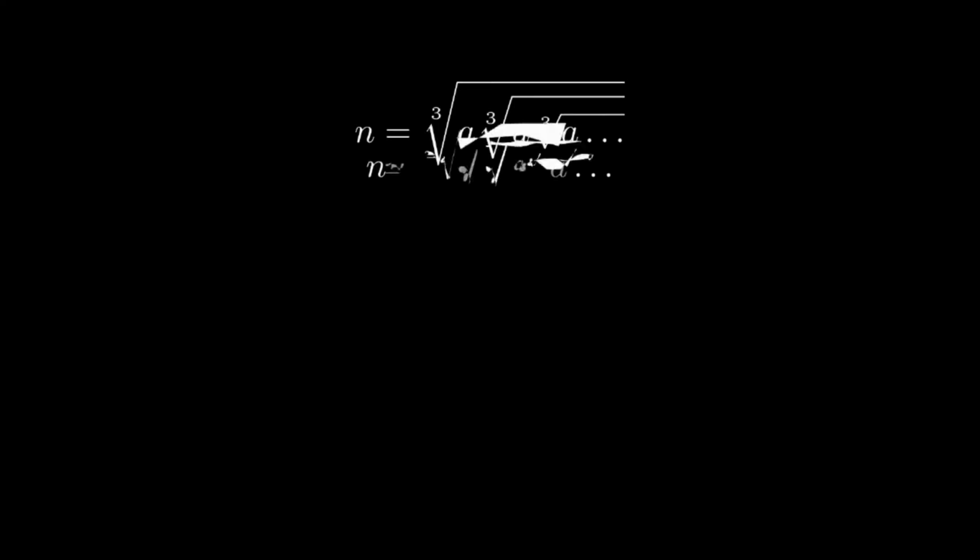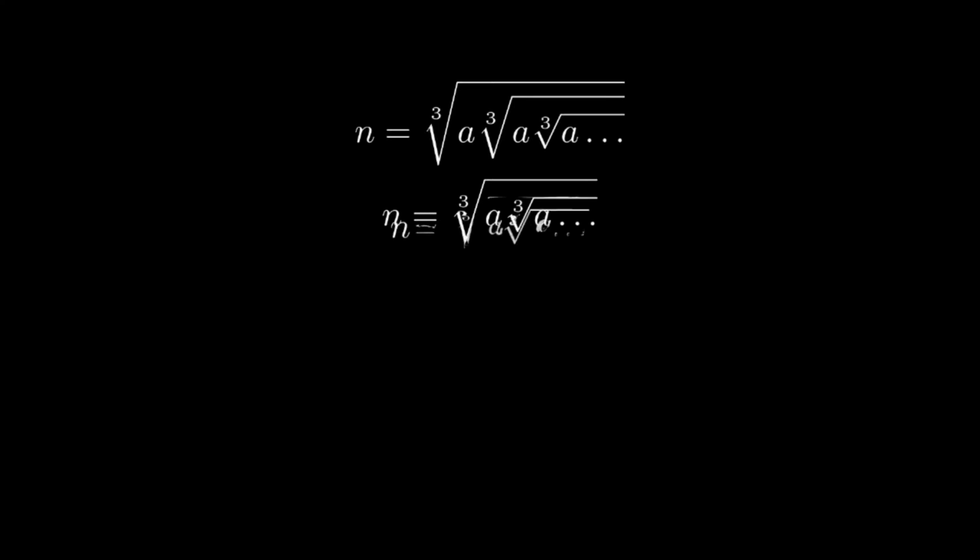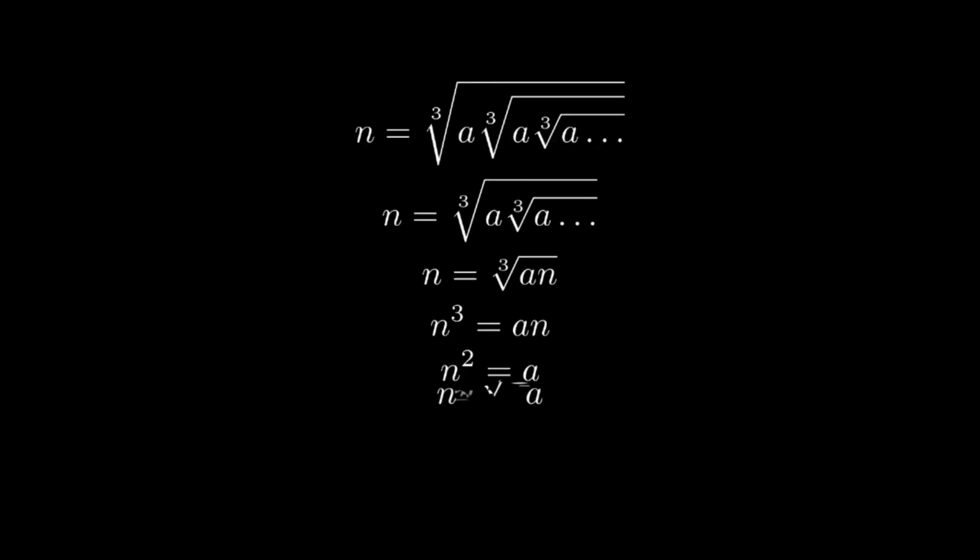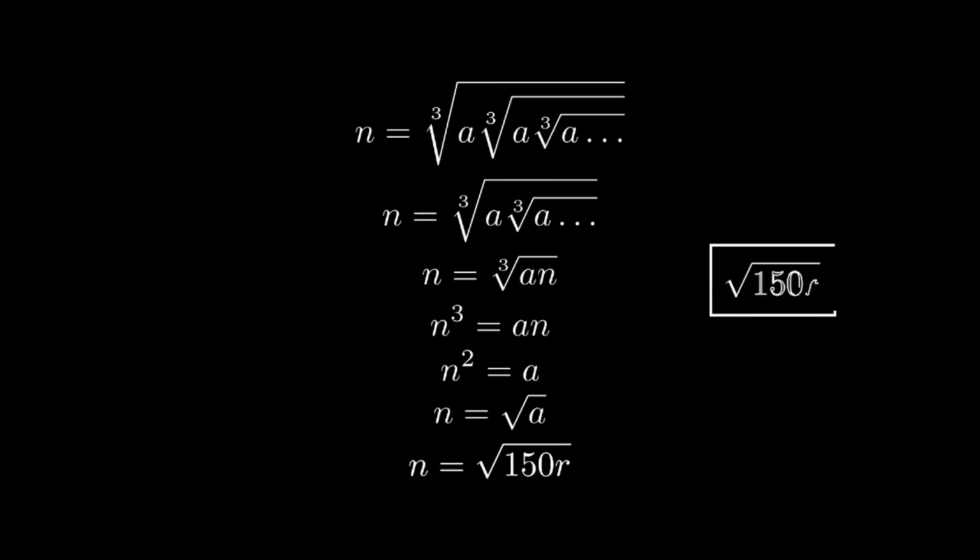If instead, we set the cube root of a times the cube root of a times the cube root of a, and so on, as n, we can then substitute n into itself, and this gives us the equation n equals the cube root of a times n. By cubing both sides, we get n cubed is equal to an, and then n squared equals a, so n is the square root of a, or the square root of 150r. At this point, we have both question 10 and question 11 in terms of r, which is really good. So let's move on to question 12.